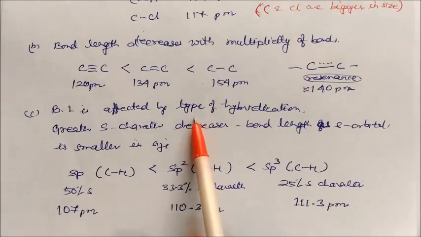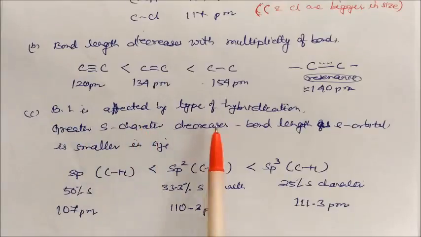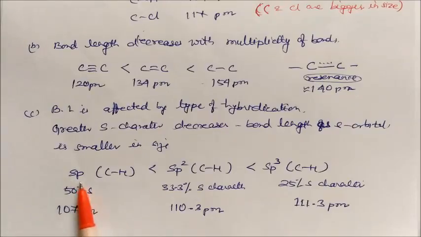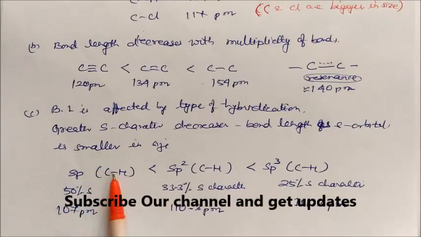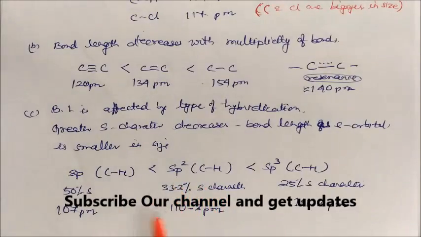Bond length is again affected by the type of hybridization. The greater the s character, the smaller the bond length, because the s orbital is smaller in size. For example, sp has 50% s character, so the bond length will be the smallest, 107 picometer. If the percentage of s character decreases, the bond length will increase. So sp2, with 33.3% s character, has a larger bond length; you can see C-H is 110.3 picometer. In sp3 it is 25%, again decreased, so the bond length is again increased. These are the factors affecting the bond length.